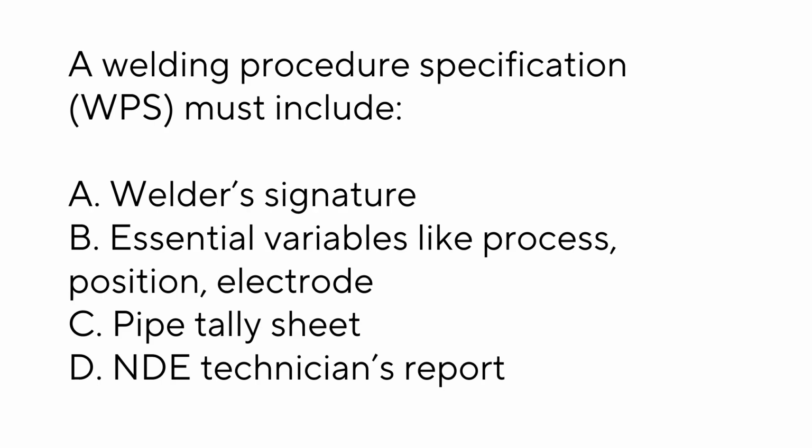A welding procedure specification, WPS, must include: A. Welder's signature, B. Essential variables like process, position, electrode, C. Pipe tally sheet, D. NDE technician's report. Answer: B. Essential variables like process, position, electrode.